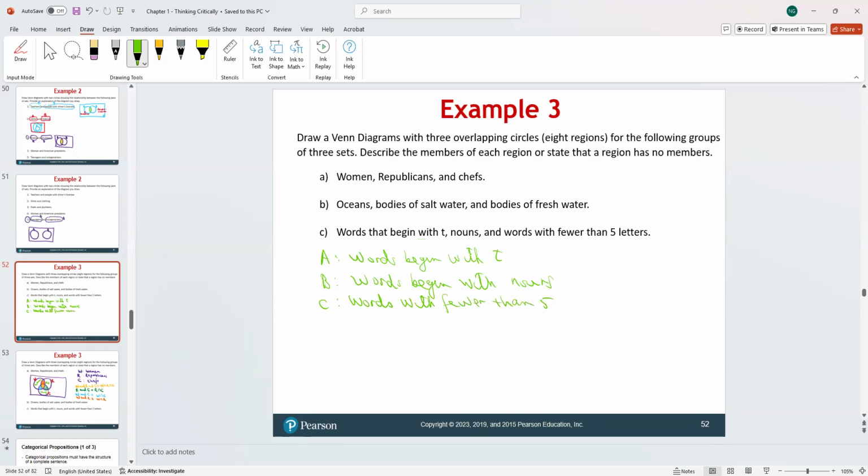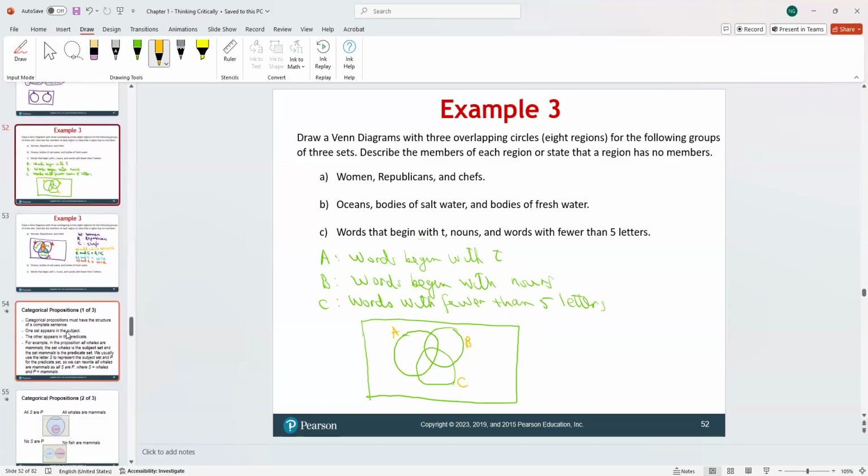It makes it simple. That's why I decided to do this one, because it makes it so simple when you construct your rectangle, and inside your rectangle you decide to go with 1, 2, and 3. You know that's supposed to be beautiful circles. So if they are not beautiful circles, remember this one would be A: words that begin with T, words that begin with nouns, and words with fewer than 5 letters. Okay, so that's what we are asked to do. I'm hoping you can do this, and I'll be happy to do more examples when you understand all of this.